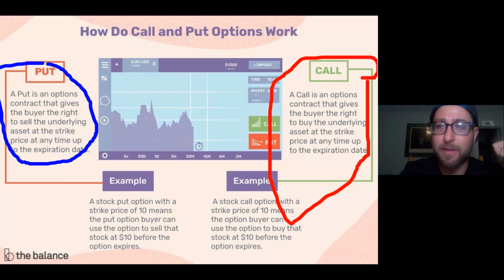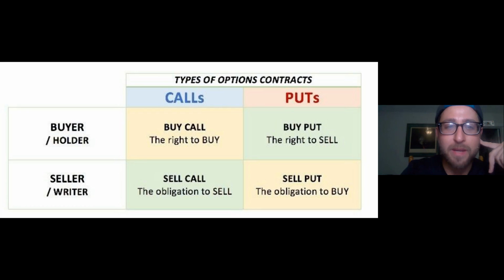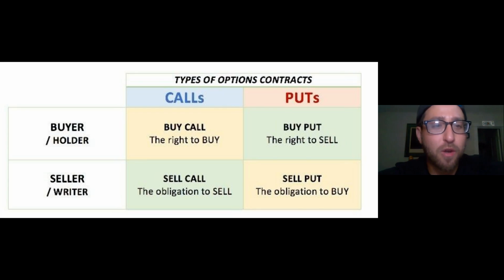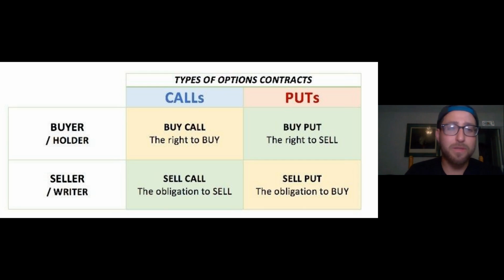So let's talk about this, because if we can understand these two theories here, then it's going to make options very, very easy. So here's a good indication. We got calls, buy a call, right to buy. And all of these handouts, I put them in the webinar, so you'll be able to download them for your files or whatever you want to do with them. So calls: buy call, right to buy; put, right to sell; sell call, obligation to sell; sell put, obligation to buy. So these are just the inverse of each other.